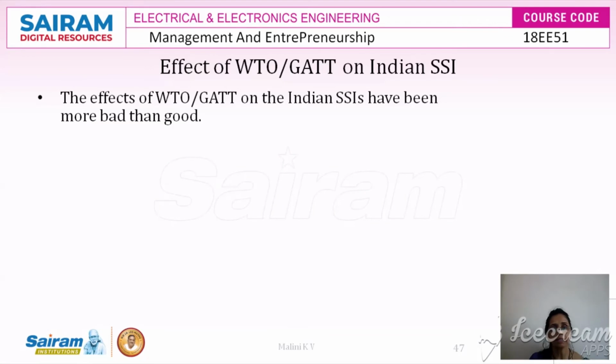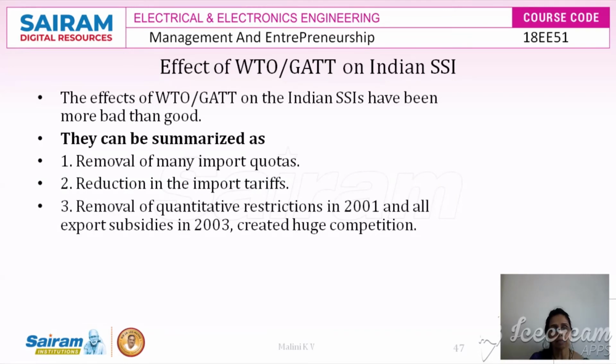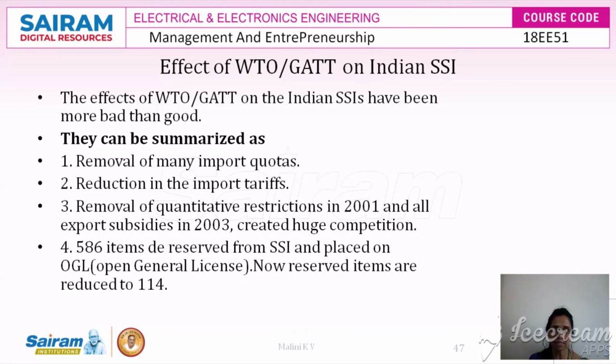Now let's discuss the effect of WTO and then the GATT on Indian SSI. How exactly is the effect of WTO and then the GATT studied on Indian SSI? We can say that because of the WTO or the GATT, removal of many import quotas became a very interesting one for the betterment of SSI, and reduction in the import tariffs happened, and then the removal of quantitative restrictions in 2001 came into picture, and also all the export subsidies, like in 2003, created huge competition.